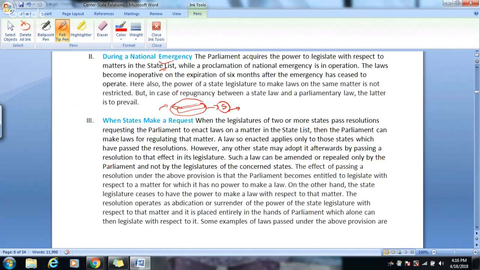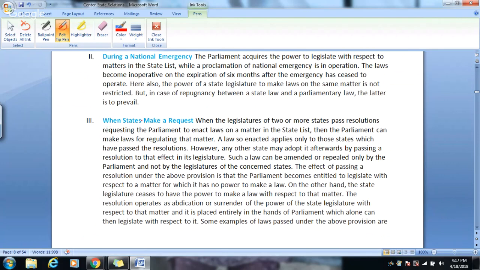Here also the power of a state legislature to make laws on the same matter is not restricted. The state legislature can also make laws on the same matter where the parliament has made an act. But in case of inconsistency between a state law and a parliamentary law, the latter is to prevail. At this point also, parliamentary law will be given importance.